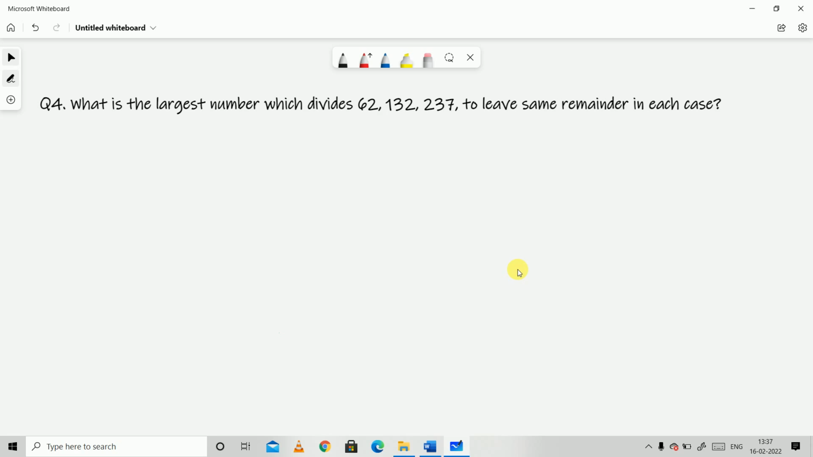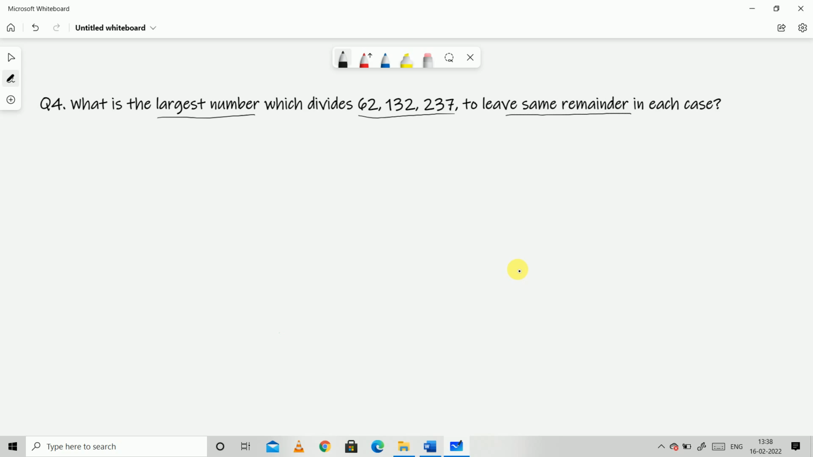So our question 4 is, what is the largest number which divides 62, 132, 237 to leave the same remainder in each case? Okay, so we had seen this type of question previously. The first thing is that they are asking for the largest number, which hints that we need to find the HCF. But you need not simply find the HCF of these numbers, because it is also saying that it should leave the same remainder in each case.